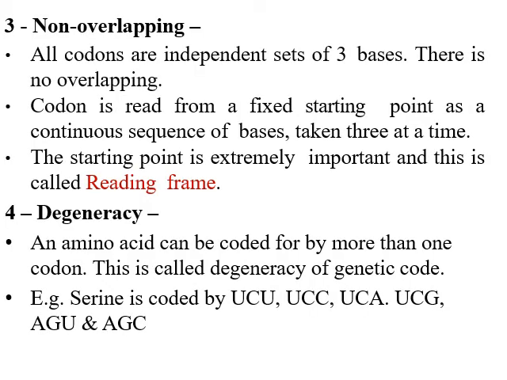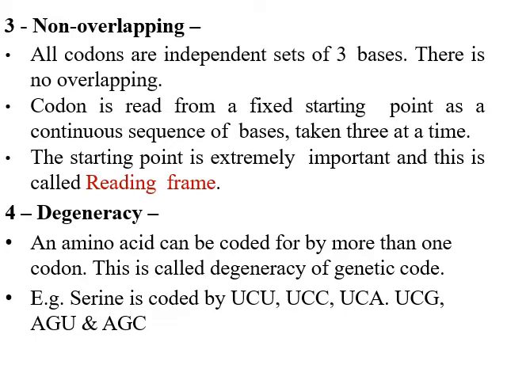The third property of the genetic code is that the code is non-overlapping. All codes are independent sets of three letters. There is no overlapping. The code should always be read in groups of three nucleotides from a fixed starting point. The three letters of a codon are considered as a unit and should be read through a reading frame.